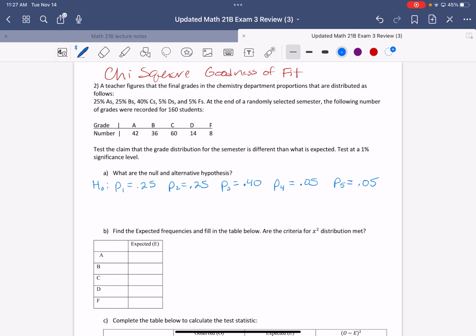Wait, so how did you get the P1, P2? How did you get those numbers? So they are given here. We're given that the A's are 25%, B's 25%, C's 40%, and so on. And I just converted them to decimals. And then again, add these all up. It should add up to 1.